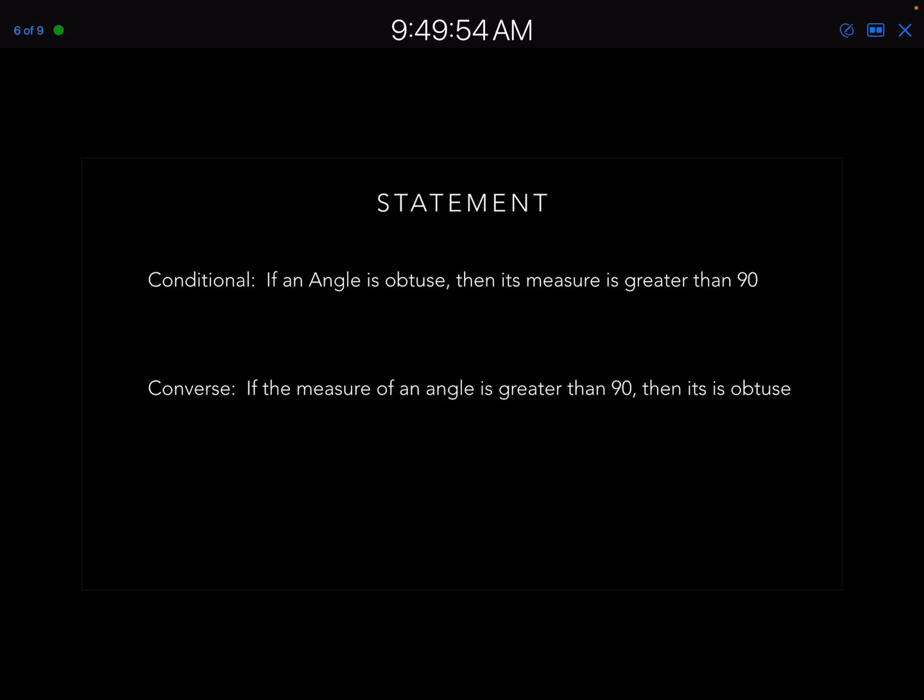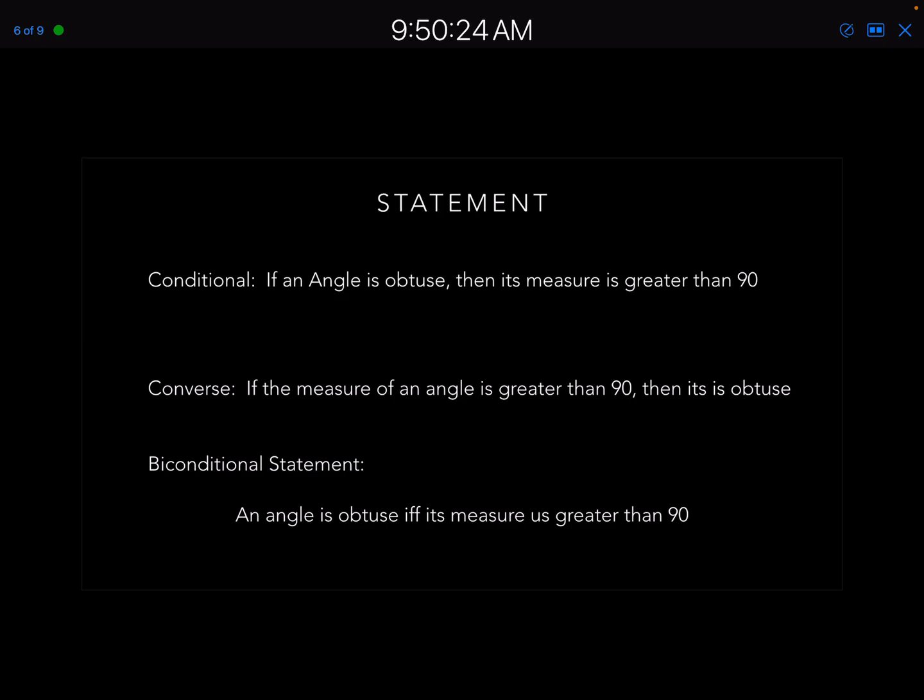So the converse you should have had: if the measure of an angle is greater than 90 degrees, then it's obtuse. So those are our statements. Are they both true? Yeah. Conditional statement is true. Converse is true. Therefore, we can write the biconditional statement. An angle is obtuse if and only if its measure is greater than 90 degrees.